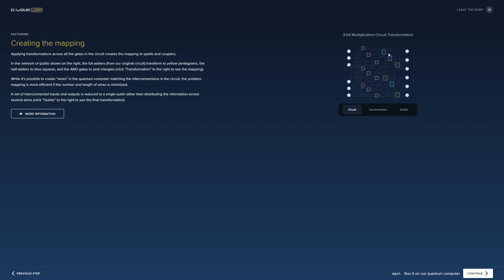Half adders. These are the half adders. Yeah, half adders to the blue squares. And the AND gates to pink triangles. Where are the triangles? Circuit transformation. Those are the triangles here. And now it's the transformation into qubits.